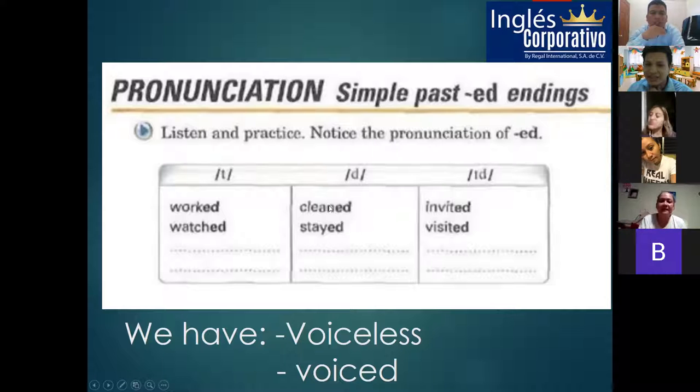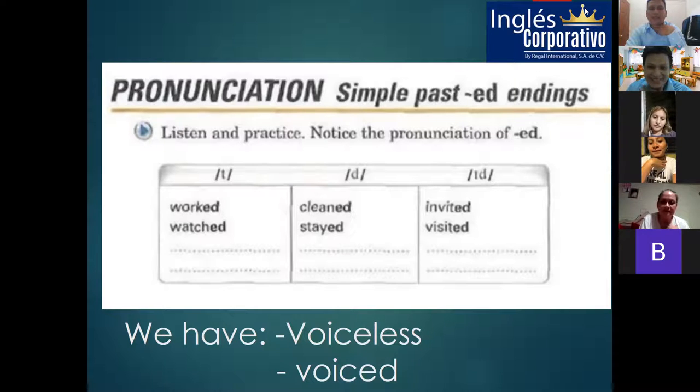Ok, ¿por qué a esto se le va a llamar voiced? Mantengan la mano ahí, yo sé que es difícil, pero no se puede muy fuerte. This one you can say clean. Termina con una D. Clean. Entonces, ahí sientes la vibración. Una vibración acá. Ok, por eso se le llama voiced. Stayed.